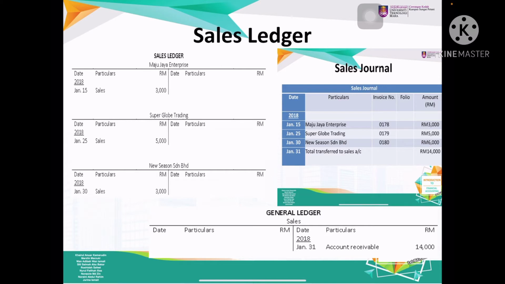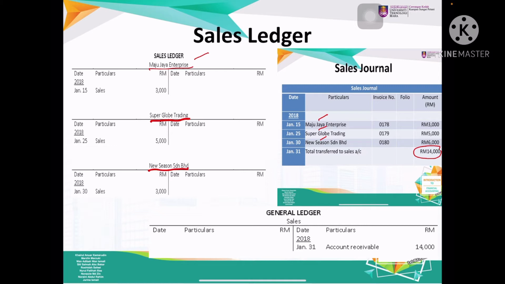Alright, so have a look here. How are we going to transfer to our sales ledger? Previously I put them side by side, so it's easy for us to see. From our sales journal, previously we have Maju Jaya, Super Globe, and New Season. We are going to transfer to our sales account 14,000. So we have to prepare our sales ledger T account for Maju Jaya, number 1, then Super Globe, and number 3 we have New Season.